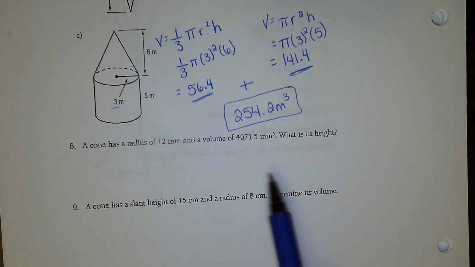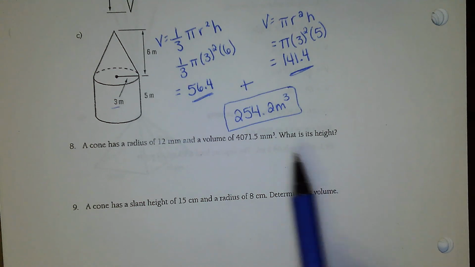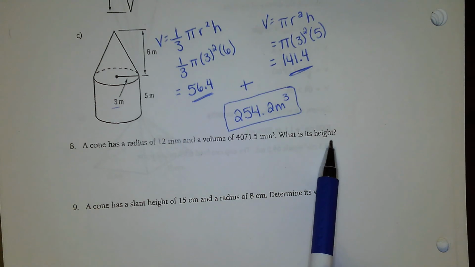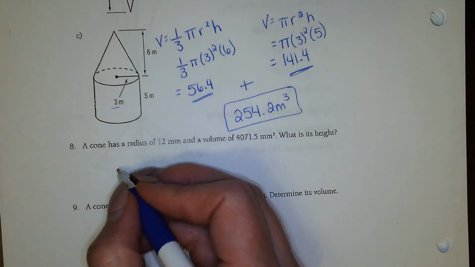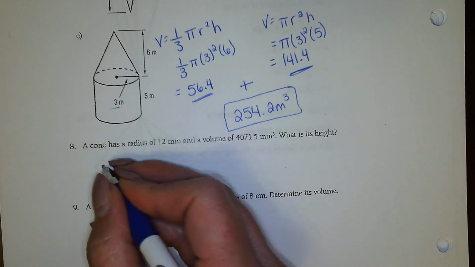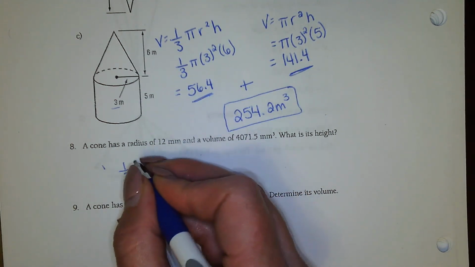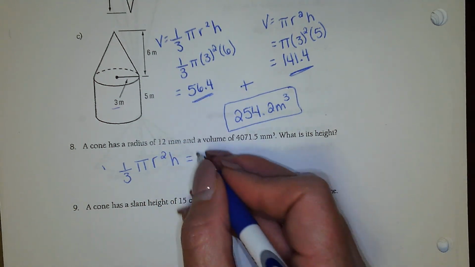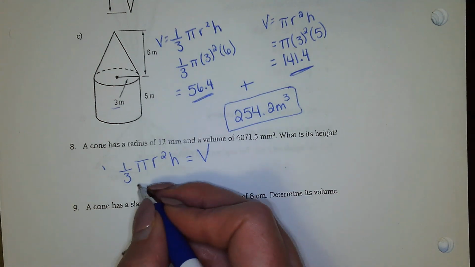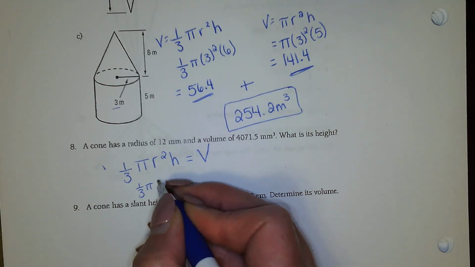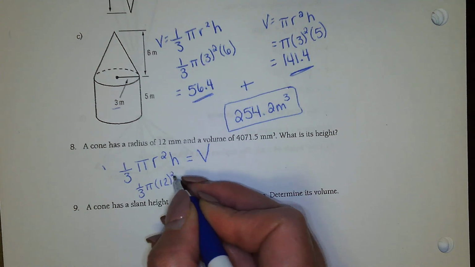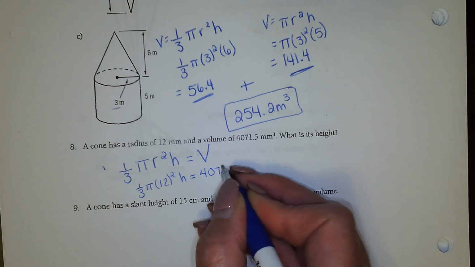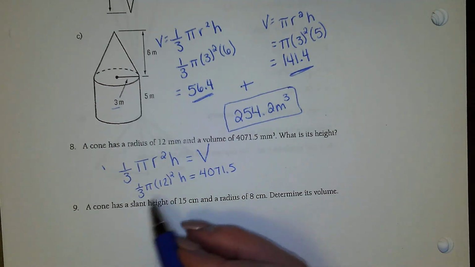Okay, last I did want to just talk about this type of situation where you have a cone, you're given the radius, and you're given the volume, but you're not given the height, and you're asked to find the height. So we do know that with a cone, it's 1/3 times pi times radius squared times your height is equal to your volume. So if I put that information in, my radius was 12. And I don't know my height. But I do know my volume. So I can go ahead and calculate that.